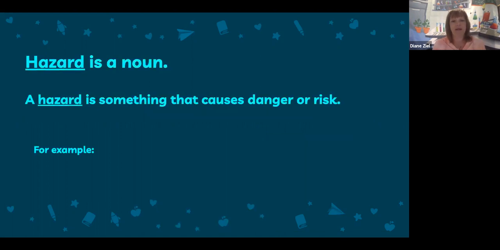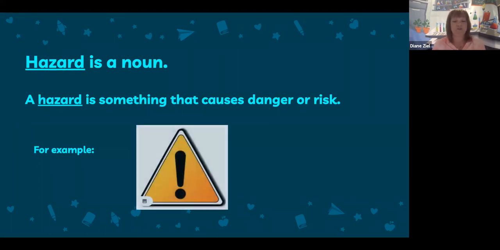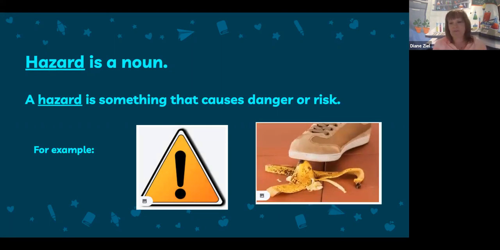Hazard is also a noun. A hazard is something that causes danger or risk. For example, in a store or on a road, you may have seen a sign that looks like this. This is called a hazard sign. If you're shopping in a store and somebody spills something, an employee may put up a sign near that spill to warn other shoppers that there's something dangerous on the floor that could cause them to fall and get hurt before it's cleaned up. This sign warns you of a hazard or something dangerous. A banana peel on the floor could also be something hazardous or causing danger. A banana peel on the floor is a hazard. If you step on it, you could slip and fall.